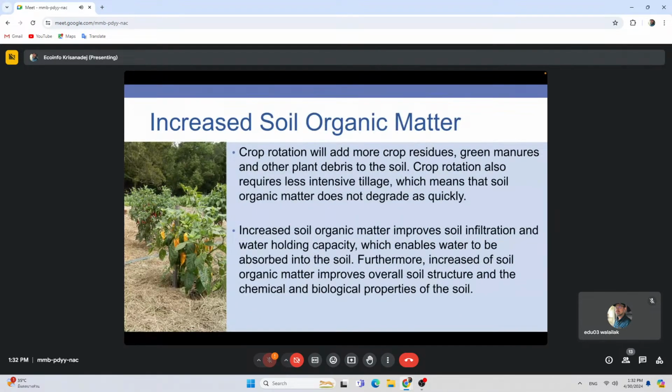Increase soil organic matter. This is what you do with manure or the plant, and then you chop it up and mix it back into the soil, so you increase the organic matter that way. Okay. Next slide, please.